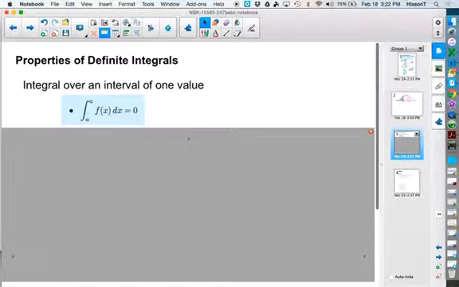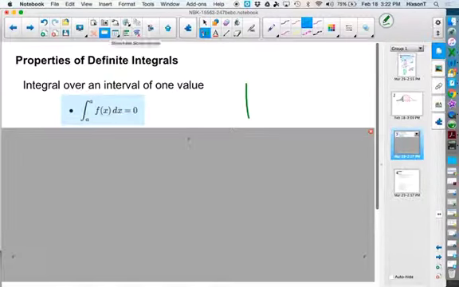Look at this. The integral over an interval of only one value. Think about it. I'm going from A to A. What area does a line segment take up? 0. None. Okay? If I'm going from A to A, that's just a line segment. It has no area at all. Okay? So that area is 0. Now why you would ever want to do that, I have no idea, but now you know.